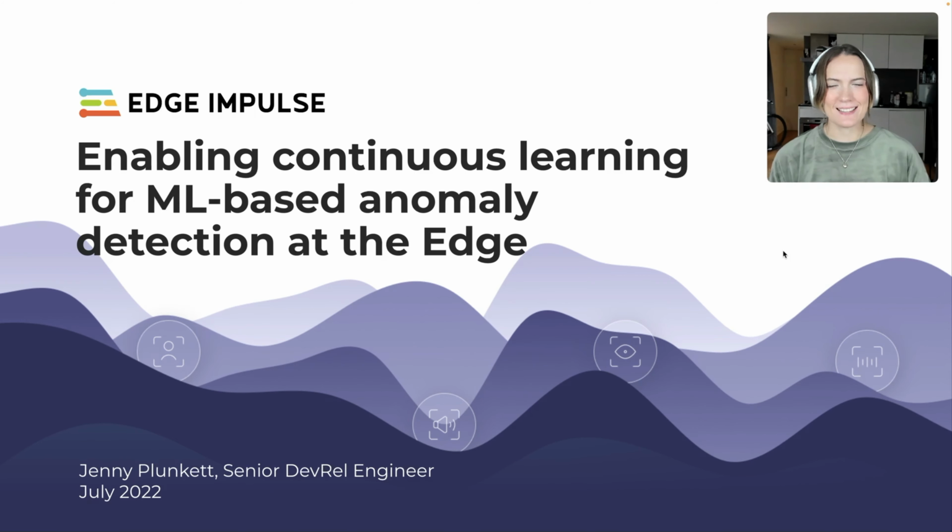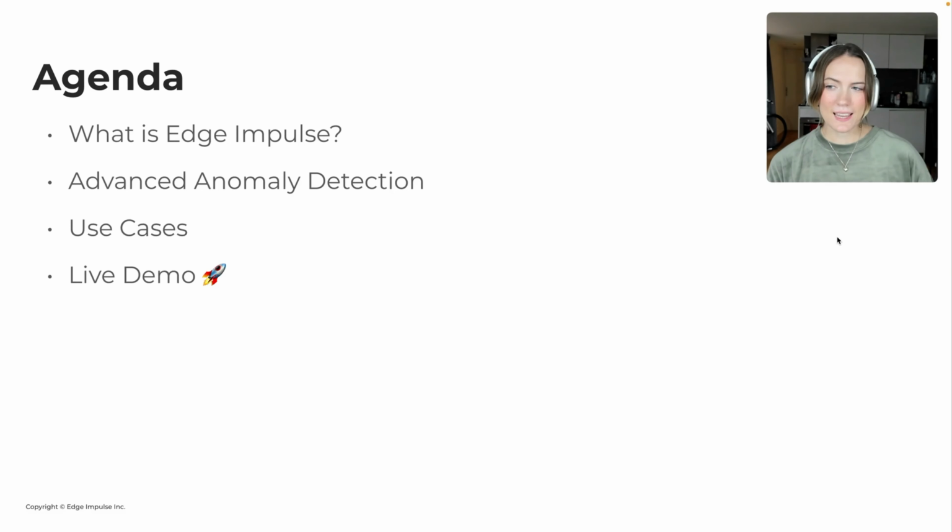Today, we'll be discussing how you can enable continuous learning for ML-based anomaly detection at the edge using Edge Impulse. In our discussion today, we'll be going over what exactly is Edge Impulse, what is advanced anomaly detection and how is it used, and some various use cases that we see in industrial settings today. Then we'll also be going over a live demo of the Edge Impulse Studio.